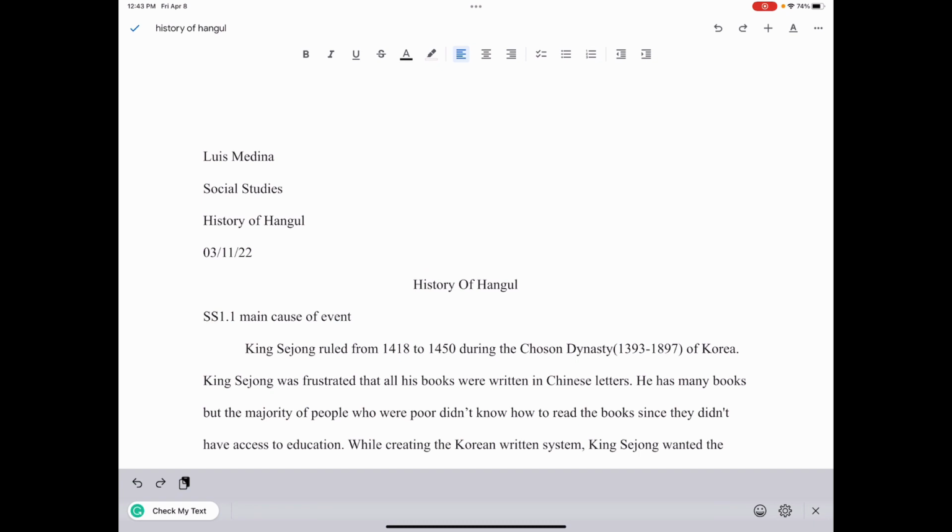and then in 1910, Japan invaded, and they were forced to use the Japanese written system. Then after World War II, they made their official writing language Hangul.